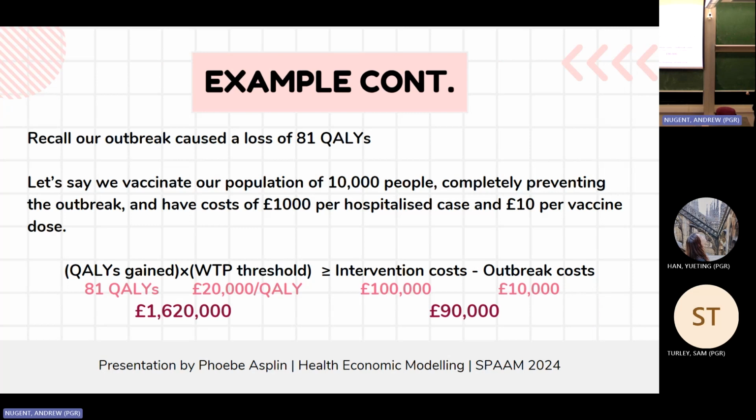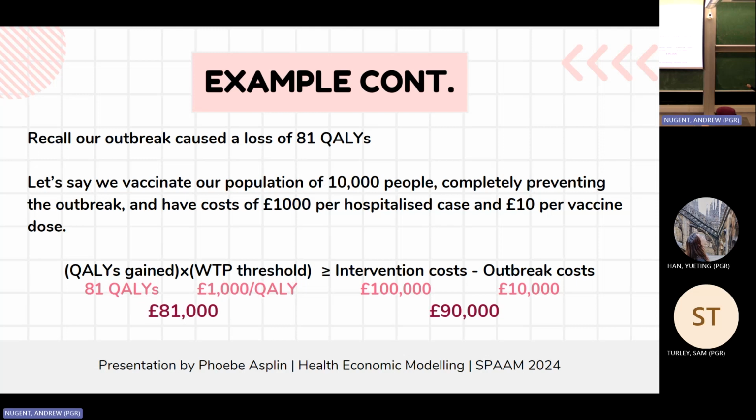So just to continue our example from before, remember we had a QALY loss of 81 QALYs. So we can say we have a potential intervention where we vaccinate our whole population of 10,000 people, completely preventing the outbreak. Then our outbreak costs would be £1,000 per hospitalised case, and our intervention costs would be £10 per vaccine dose. You can see this all works out very nicely. This is very easily cost effective, because this is much higher than 90,000.